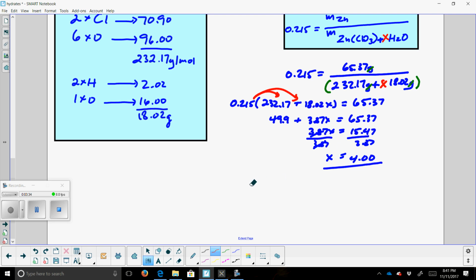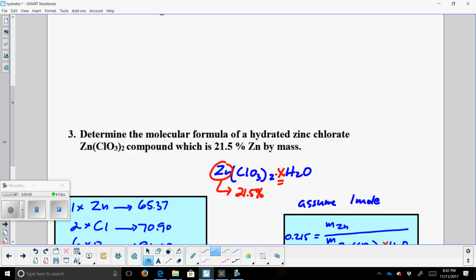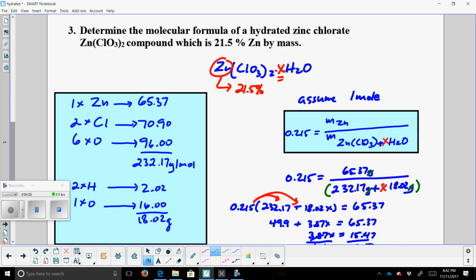So let's write down our formula. Therefore our formula for this hydrate is going to be zinc chlorate with 4 water molecules. In other words, we have zinc chlorate tetrahydrate. And we're done. So again, just to quickly recap, we didn't have a mass.